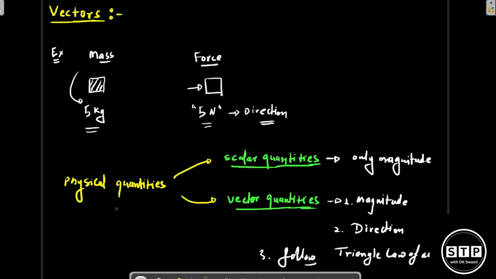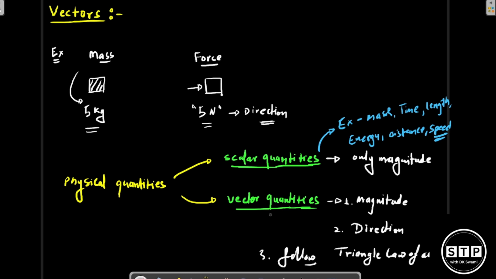If I take some examples for scalars, examples are mass. Think about some examples. Time, can we consider time as a scalar? Yes, we can. Similarly we can consider length as a scalar, energy as a scalar, and then distance, speed. There are many other quantities.